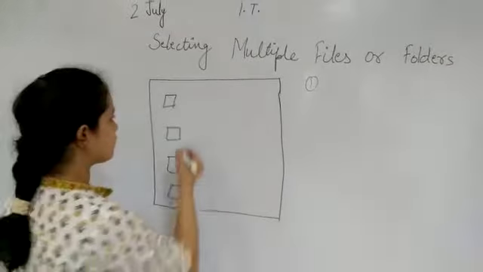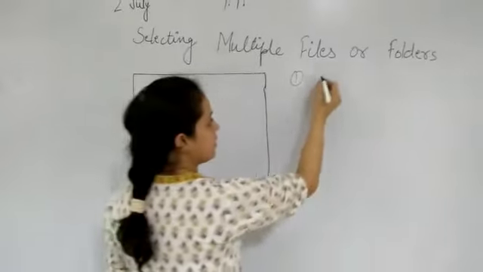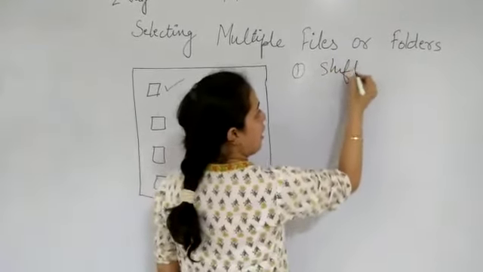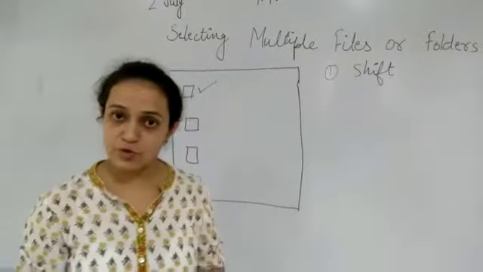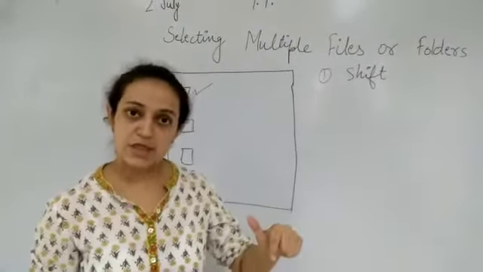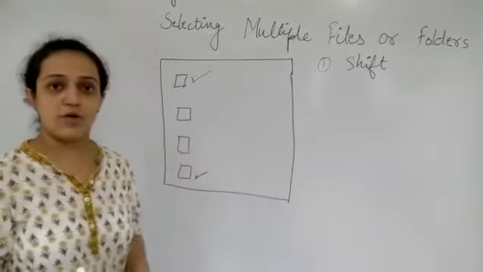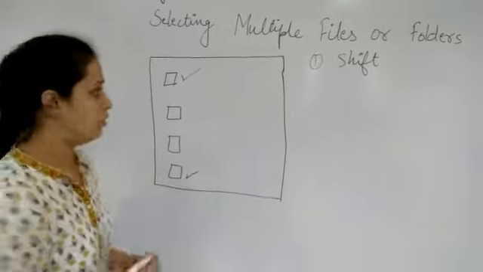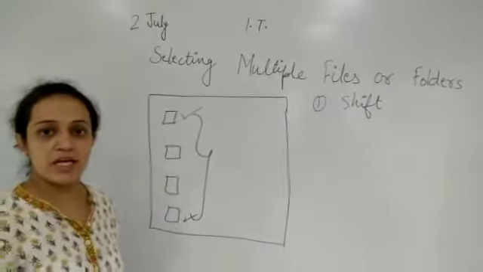What will I do? First, I will select the first file, then I will hold down the shift key. There is a shift key on the keyboard. I will press the shift key and hold, and then I will click on the last file or folder. All the files and folders will be selected.